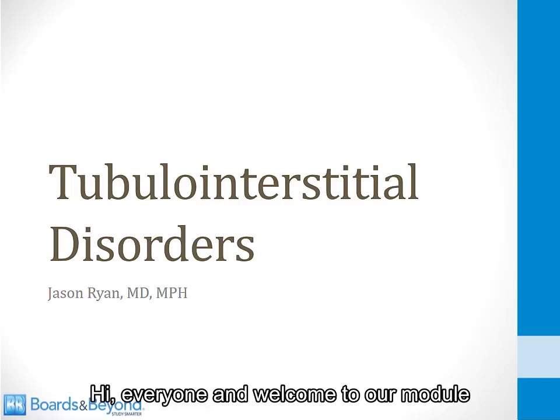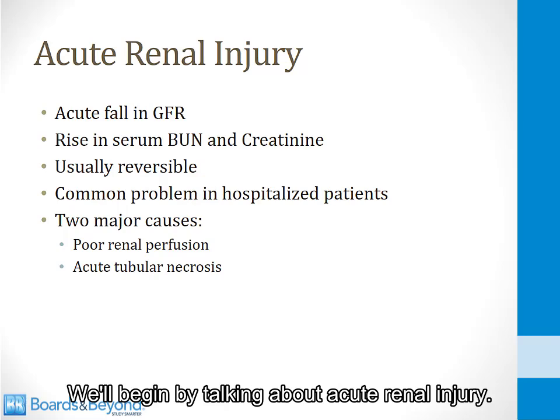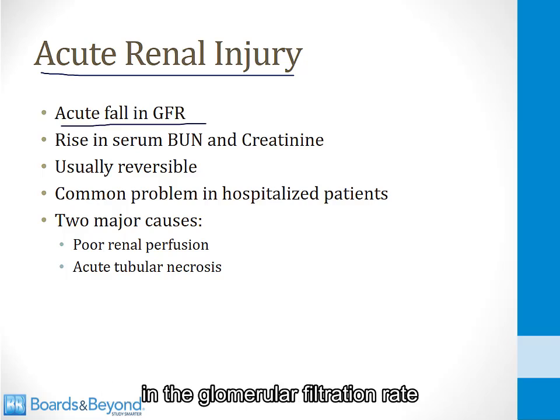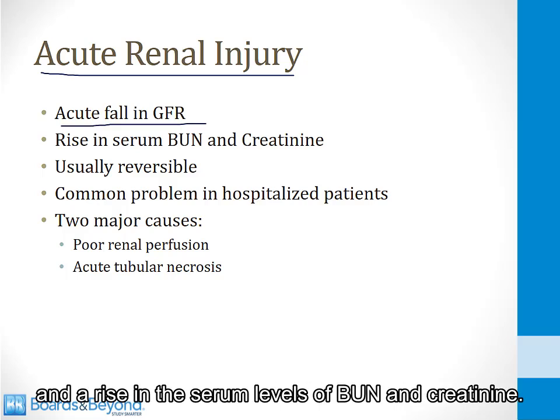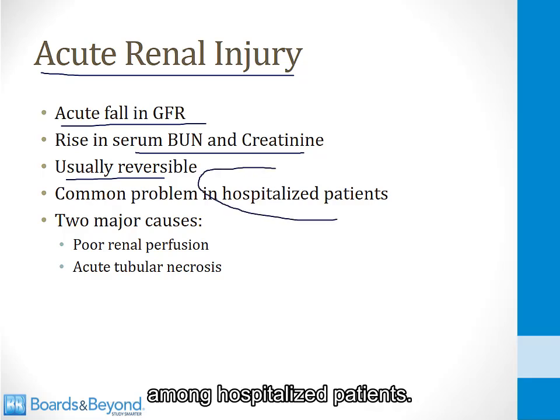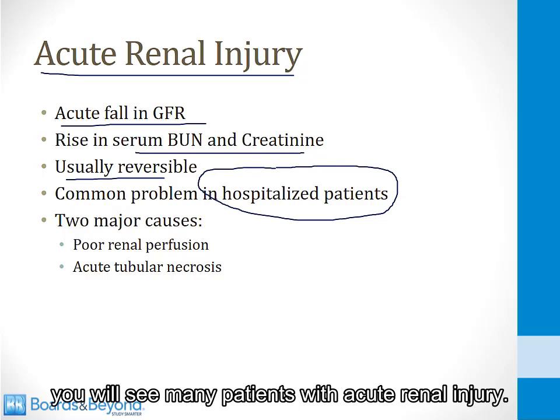Hi everyone, and welcome to our module on tubulointerstitial disorders. We'll begin by talking about acute renal injury. This is a term that refers to an acute fall in the glomerular filtration rate and a rise in the serum levels of BUN and creatinine. It's usually reversible, and it's a very, very common problem among hospitalized patients. When you do your clinical rotations, you will see many patients with acute renal injury.